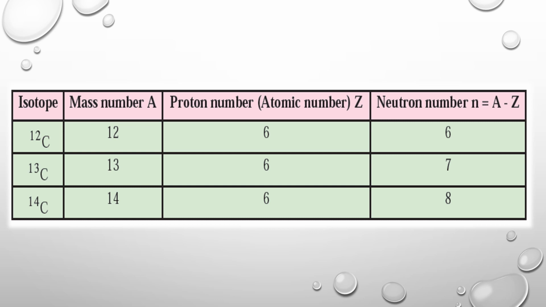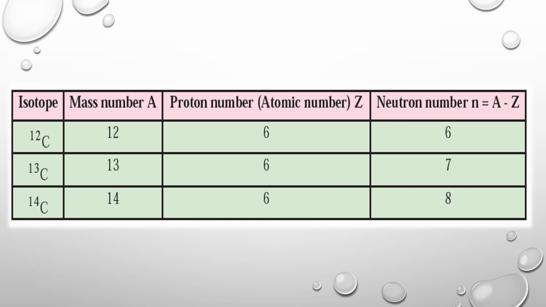Now the next column is talking about proton number. As I told you, proton number is the same. It is 6 for all 3 of them. So you write it 6, 6 and 6. Now, if such a question comes in your exam where you have been given the mass number and the proton number and they are asking you to find the neutron number, what do you do? You just subtract the subscript from the superscript. Whenever you subtract them, you get the neutron number.